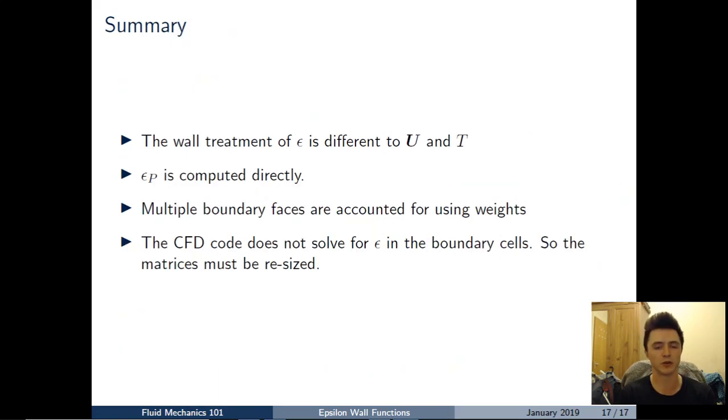So just a quick summary before we finish. The wall treatment for Epsilon is different to that of velocity and temperature. With Epsilon we compute the cell centroid value directly, whereas with velocity and temperature we modify the momentum and thermal diffusivities at the wall. And because the value at the cell centroid is computed directly, we use weights to account for boundary cells that have multiple boundary faces. And of course, because the CFD code now doesn't compute Epsilon in those boundary cells, we have to manipulate the matrices to account for those cells not being included in the computation.